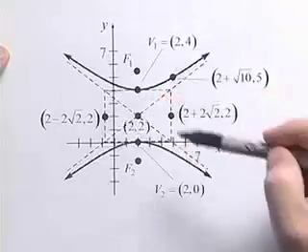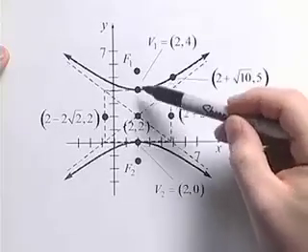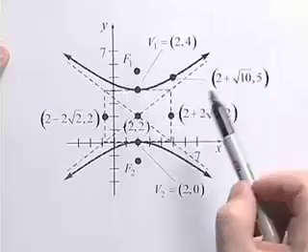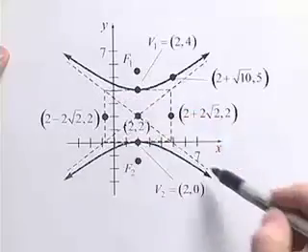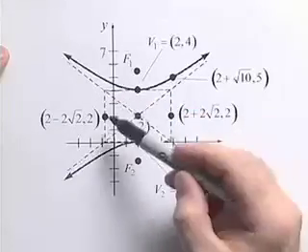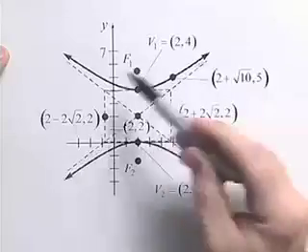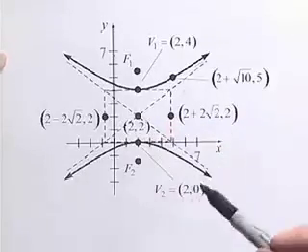Here's our hyperbola. We've plotted our 2 vertices, V1, V2. We have our 2 foci plotted, and we have our asymptotes plotted. And here's our center. We had 2 additional points that we used to make our rectangular region here to get our asymptotes in our plot. And there's a graph of our hyperbola.